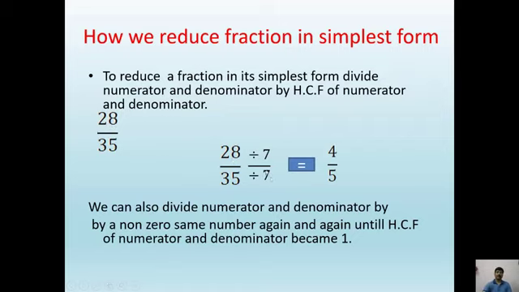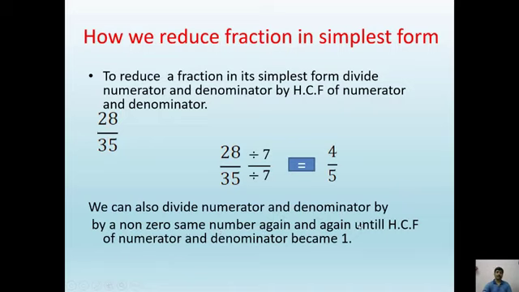So here we will divide the numerator by the HCF 7 and the denominator by the HCF 7. When we divide 28 by 7, we get 4. When 35 is divided by 7, we get 5. So the new fraction will be 4 upon 5. The simplest form of 28 upon 35 will be 4 upon 5.